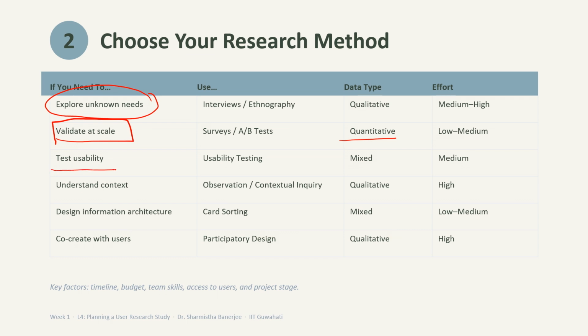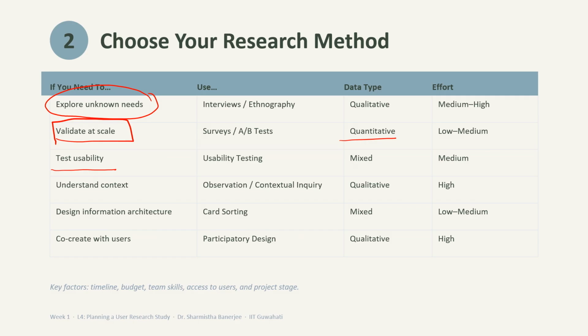Then I can think about testing the usability. So in this case I can gather both qualitative and quantitative data, and I will do usability testing to do it. So I can try different kinds of options, different kinds of messaging, and see what is the better usability of either of them. I can also have some need like to understand the context.